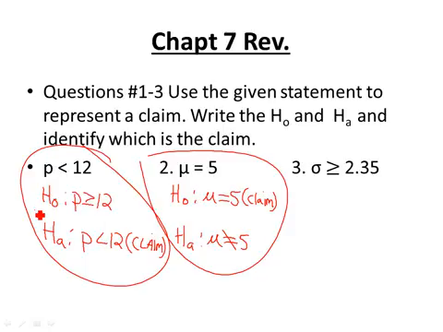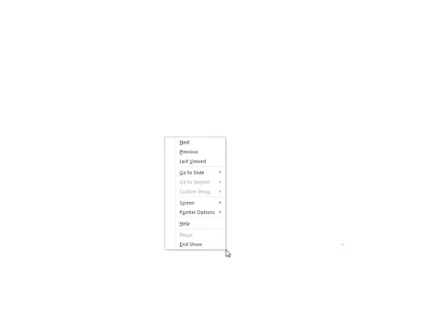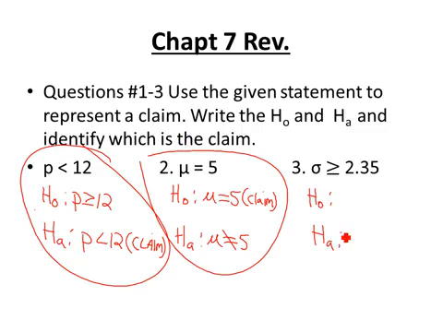Number three, H0, HA. If it's got the equal to part with it, that's going to be our H0. So sigma is greater than or equal to 2.35. That's the original claim. Make sure you put that with each one. Our HA is just the opposite of that, so sigma is less than 2.35. That's our alternative hypothesis.